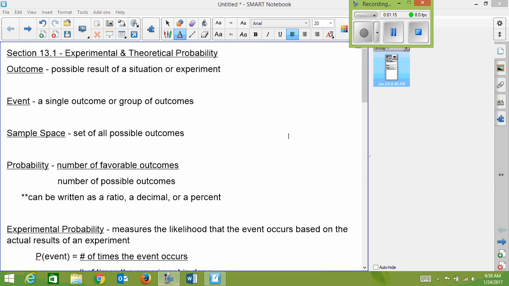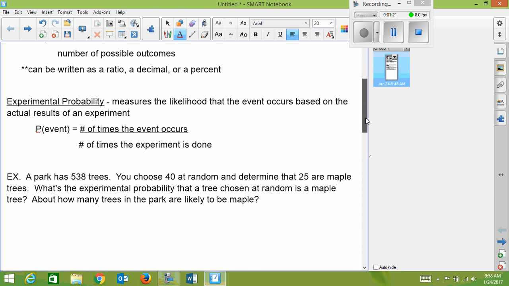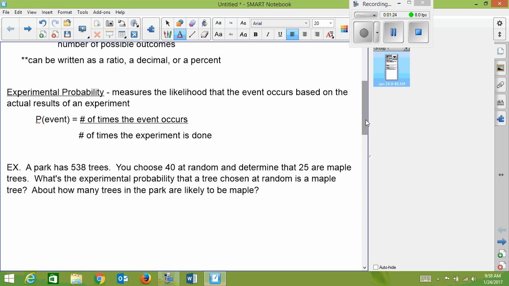Experimental probability measures the likelihood that the event occurs based on the actual results of an experiment. So it's based on something that has already happened. The probability of any event would be the number of times the event occurs over the number of times the experiment was done.